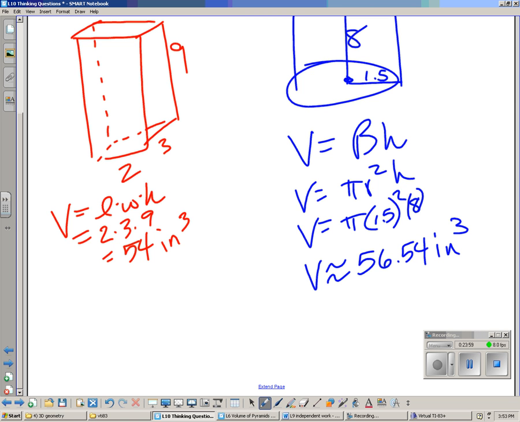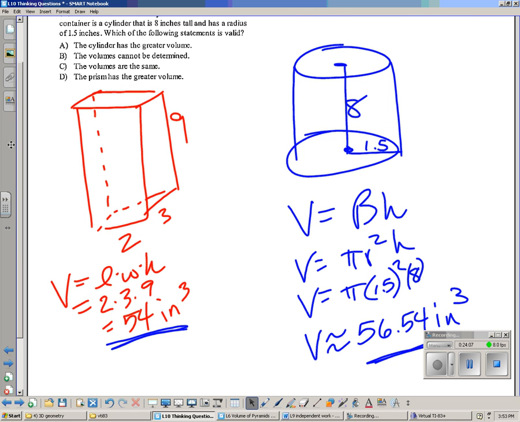So from here, you can see the cylinder holds slightly more volume than does the prism. So since that's true, we can say that the cylinder has the greater volume. So if you were buying juice and you had a container and you were choosing between these two, you would choose the cylinder if you wanted a little more product.